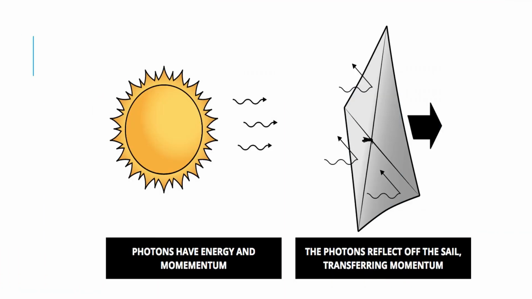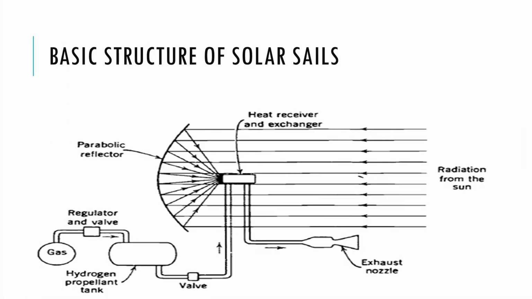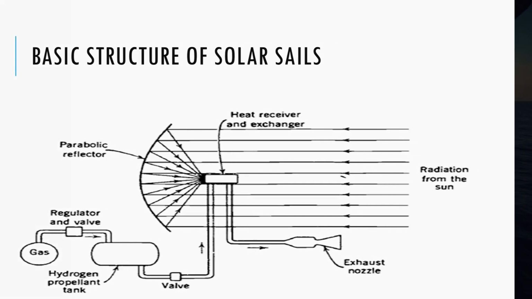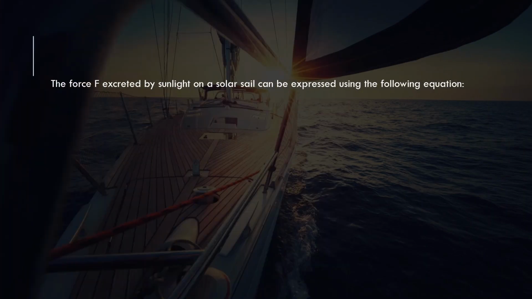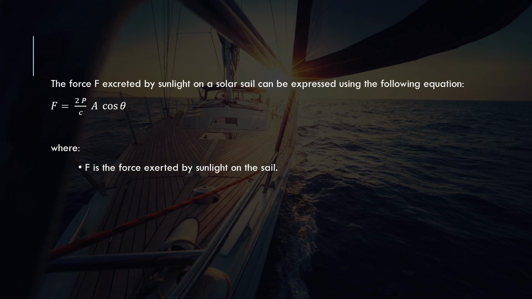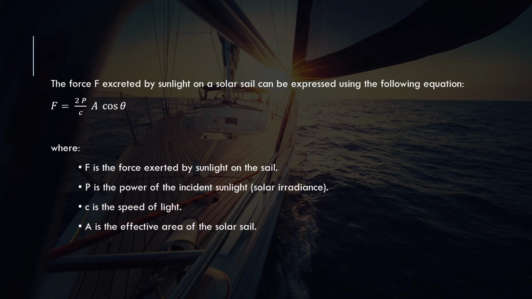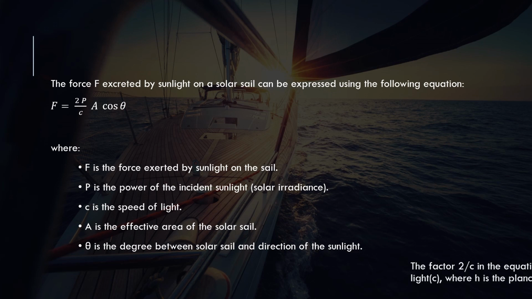This image describes how the photons with energy strike the sail, transferring momentum to it. The basic structure of a solar sail is given below. The force F exerted by the sunlight on the sail can be expressed by the equation F = 2P/c × A cos θ, where F is the force exerted by sunlight on the sail, P is the power of the incident sunlight, c is the speed of light, A is the effective area of the solar sail, and θ is the angle between the solar sail and the direction of the sunlight.